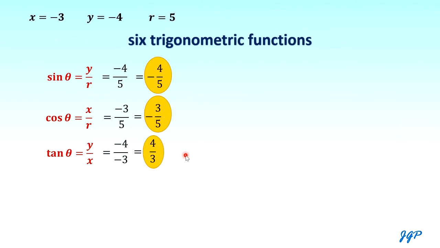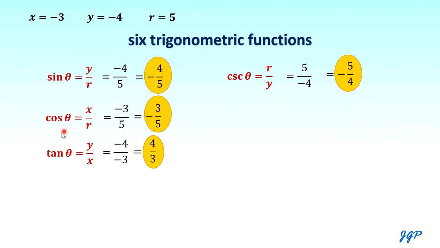So, let's have the other three remaining trigonometric functions, which are the reciprocals of sine theta, cosine theta, and tangent theta. So, let's have the reciprocal of sine theta. So, we now have cosecant theta, and that is equal to r over y. So, our r is 5 and y is negative 4. So, we now have 5 over negative 4, or you can write it also as negative 5/4. So, that is the value of your cosecant theta.